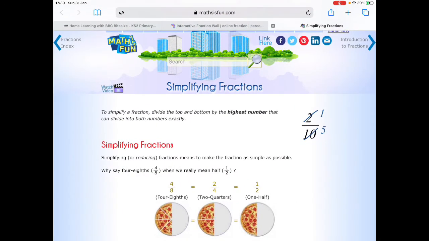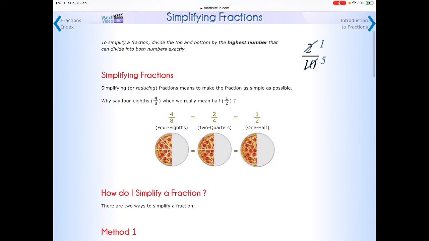So what exactly is simplifying a fraction? To simplify or reduce a fraction means to make the fraction as simple as possible. Why would we say 4/8 when really we could say 1/2? And it shows you there all the different equivalent fractions. Now we learned that yesterday, what equivalent fractions were. So 4/8 is equal to 2/4 is equal to 1/2. So 1/2 is its simplest form, boys and girls.